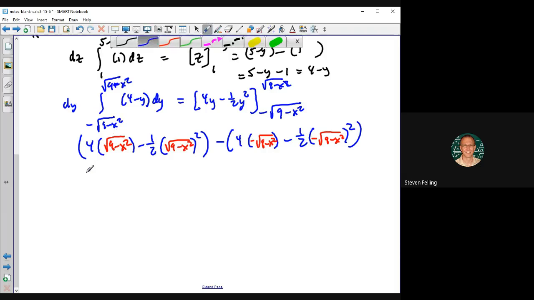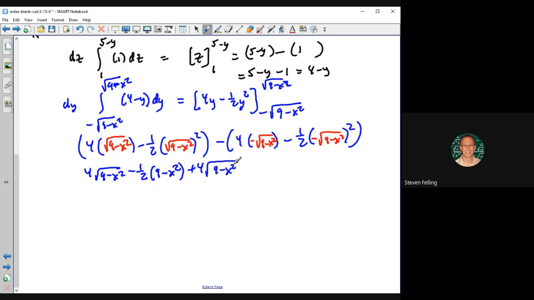We'll see. So we've got 4 times the square root of 9 minus x squared. Let's see, the square and the square cancel, so we have negative 1/2 here, and then this is just 9 minus x squared. Then we have a negative and a negative, so that's positive 4 square root of 9 minus x squared, right? And then we've got a negative, negative. That's positive 1/2. Oh, no. Yeah, this is negative, negative. But this negative is going to go away because we're squaring this whole thing. So this is positive, but we have a negative, negative. So 1/2, and this is 9 minus x squared.